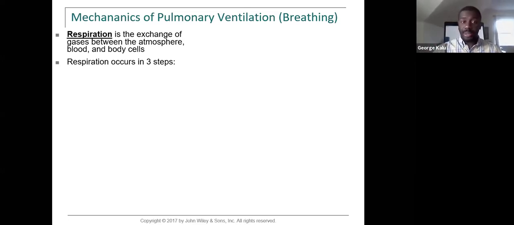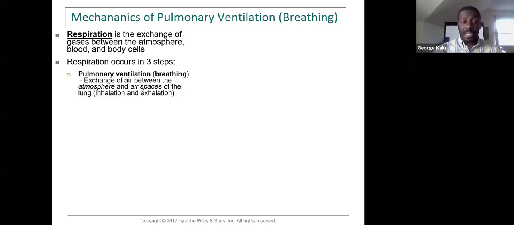So there's 3 types of respiration, kind of 3 steps. The first step is called pulmonary ventilation, which is just another way of saying breathing. That's where we're inhaling and exhaling. Inhaling is bringing air from the atmosphere into the lungs, and exhaling is taking the air from the lungs and breathing it out into the atmosphere. So inhaling and exhaling is pulmonary ventilation, or breathing, exchanging air between the atmosphere and the air spaces of the lung.